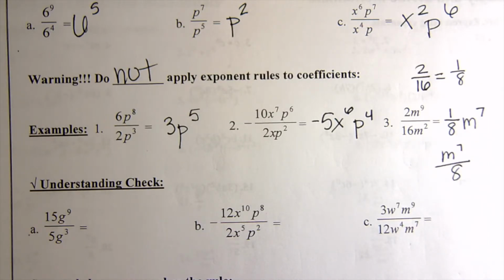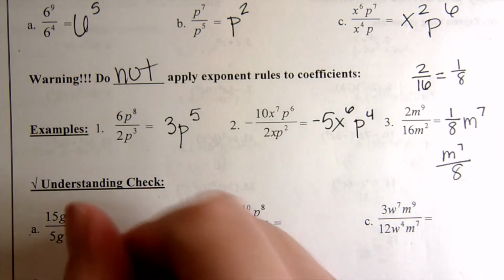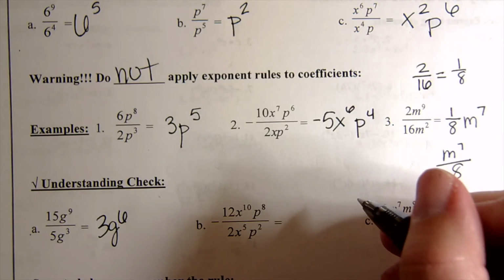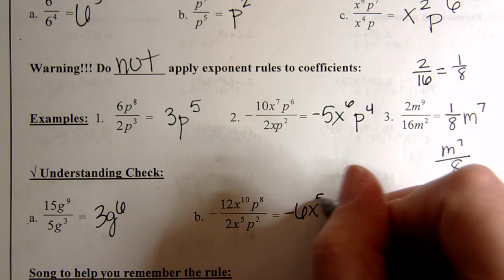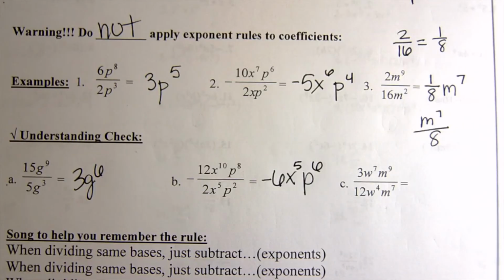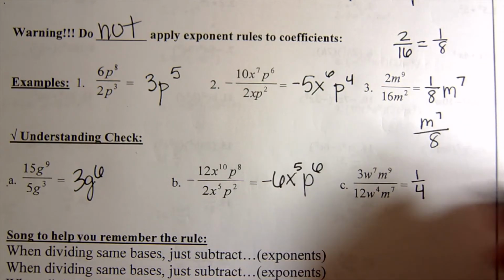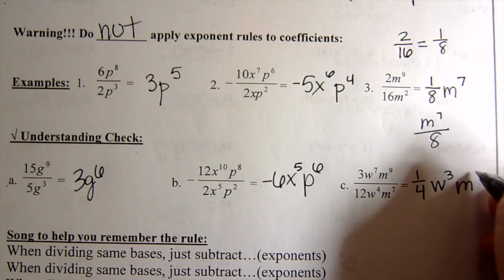All right, part A, what is the coefficient? 3. And g to what power? 6. B, what's the coefficient? Negative 6. X to what power? 5th. And P to the 6th. Number 7, what's the coefficient? 1 over 4. W to what power? 3rd. And M to what power? 2nd.